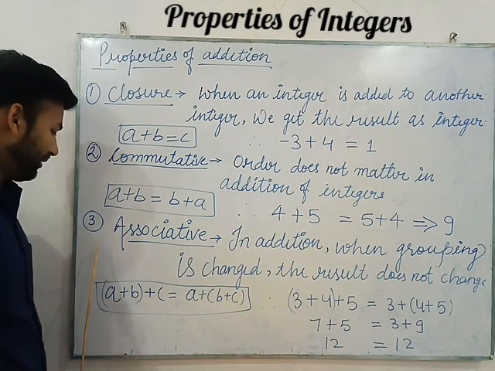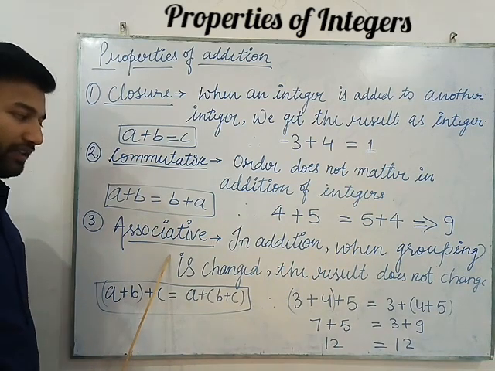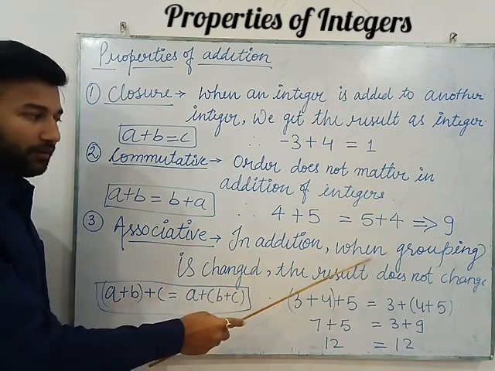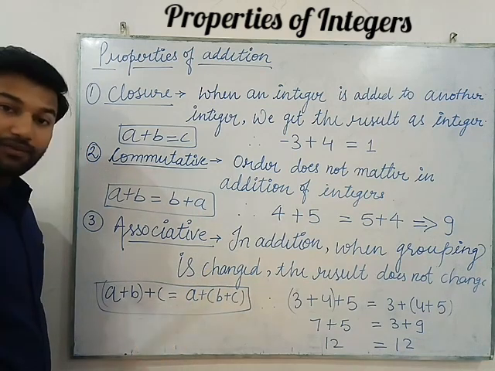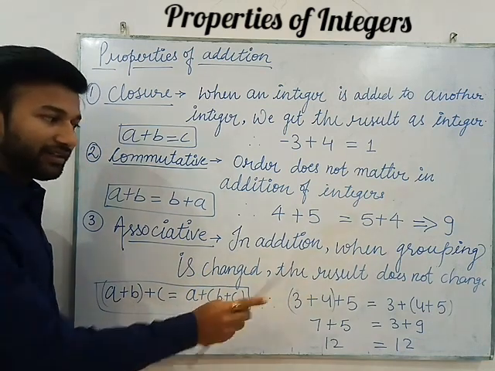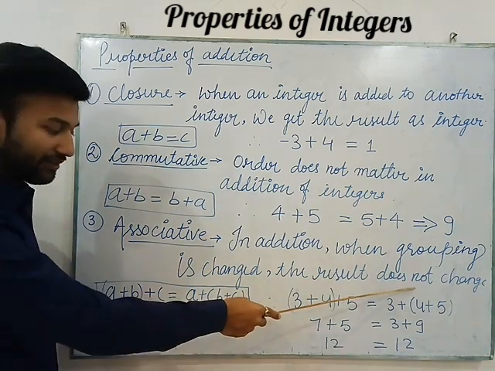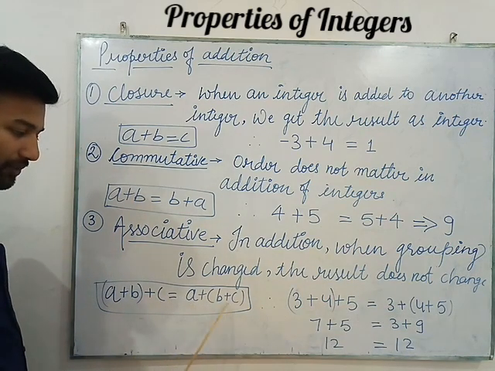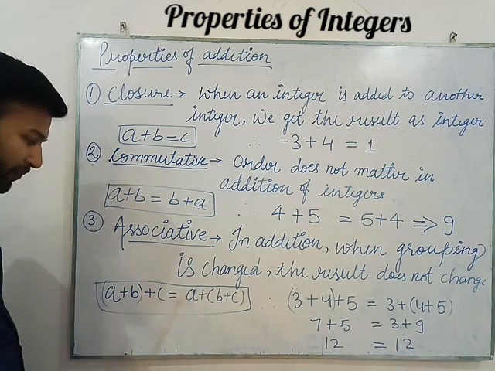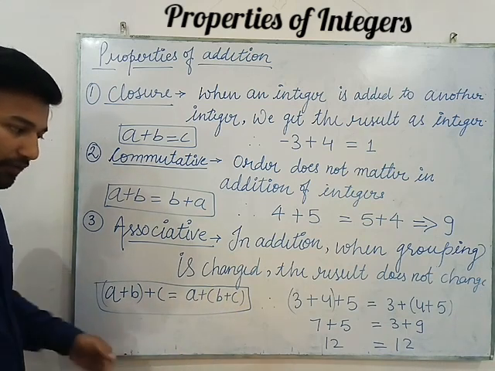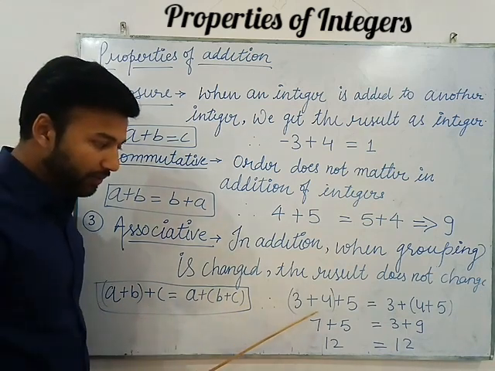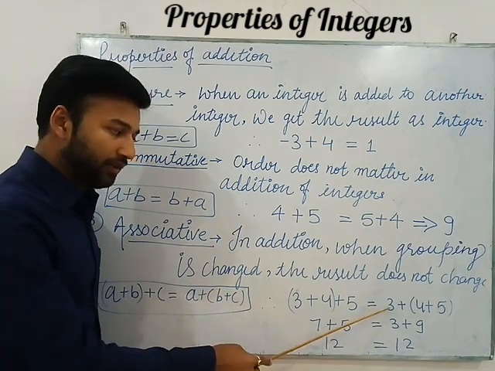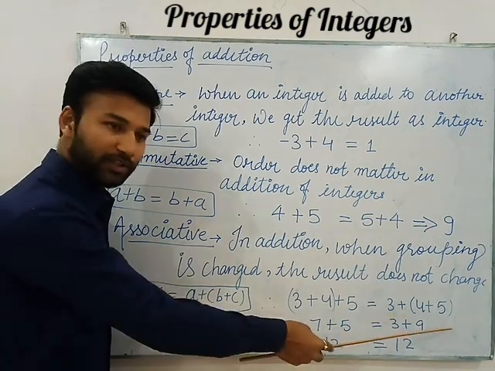Okay. Next, the associative property of addition. In addition, when the grouping is changed, the result does not change. That is, (a plus b) plus c equals a plus (b plus c). Here this is one group and here this one is the group. Now we can check with an example: (3 plus 4) plus 5 equals 3 plus (4 plus 5).